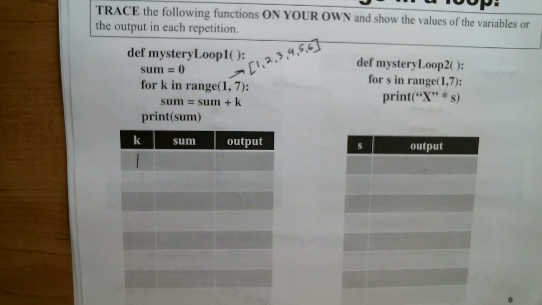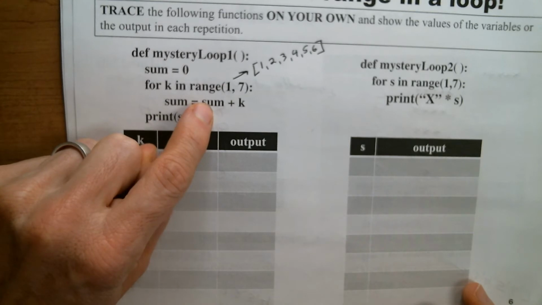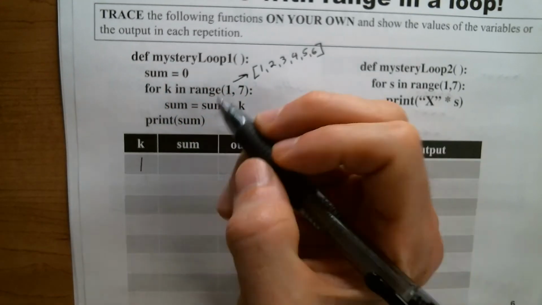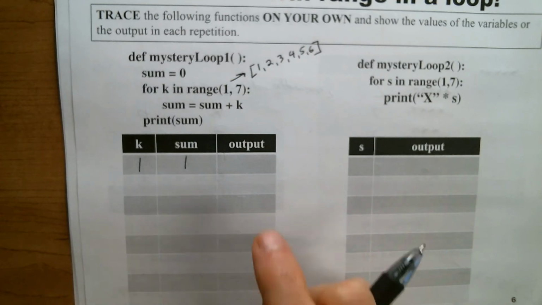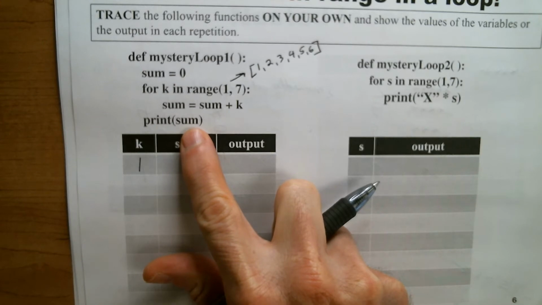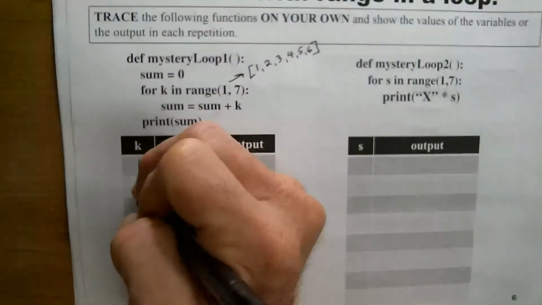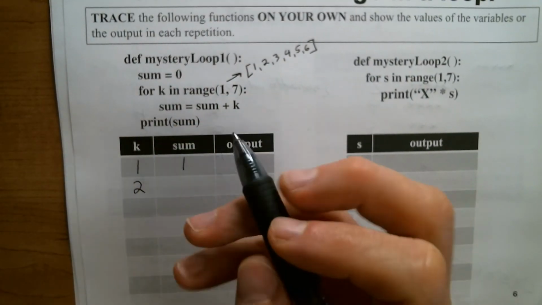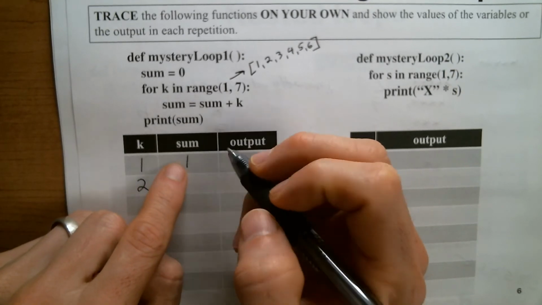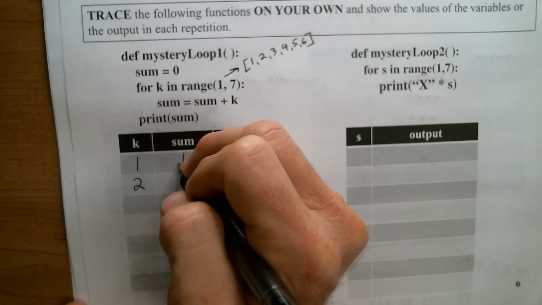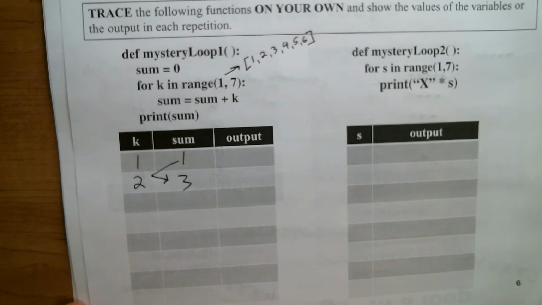First time k is going to be 1. Sum started off at 0. So this is basically saying 0 plus 1. And we're restoring that in sum. So now sum's going to have the value 1 in it. And again, the print statement is outside of the loop, so we're not printing anything out. All right, then we loop back up. K goes to 2. Now we're doing, remember, sum now has a 1 in it, so we're doing 1 plus 2 to give us the value 3.